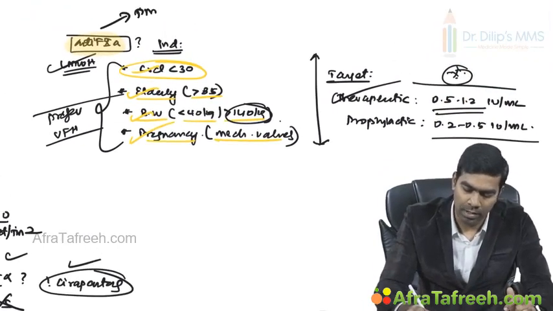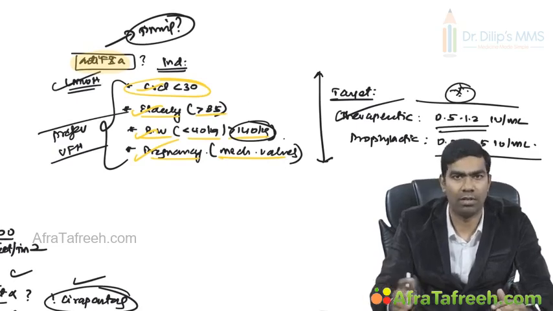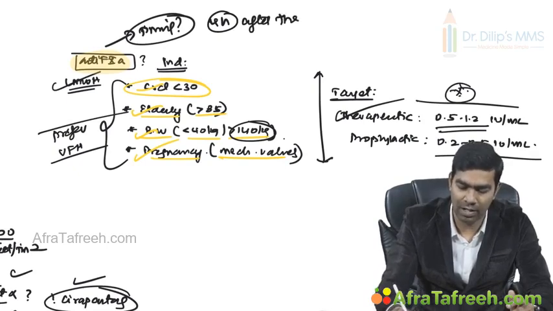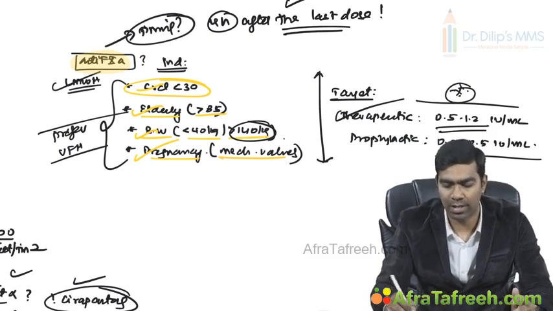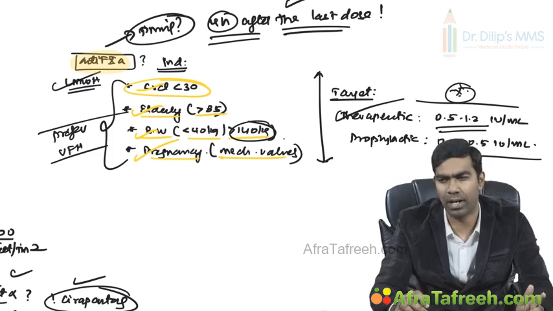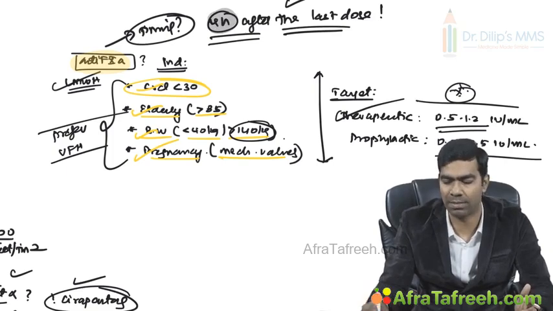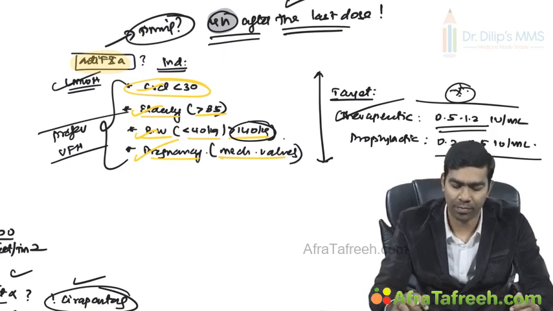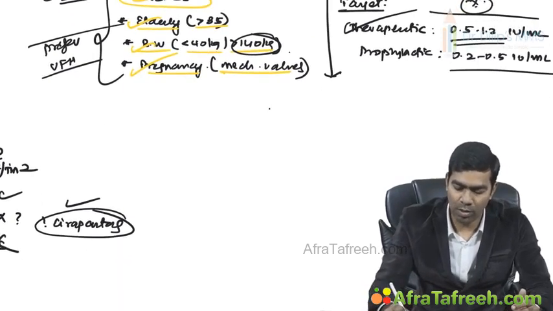And what is the timing to measure these anti-factor 10A levels after you have given the low molecular weight heparin? It is 4 hours after the most recent dose, the last dose. That is the time when you have to measure the anti-factor 10A. Because we are doing this very regularly, that is the reason it's very important to know. It is not an update. It's been there for almost the last 1 decade, anti-factor 10A measurement, but still, since it's not been asked in exams, I'm concentrating a little bit more. So 4 hours after the last dose of low molecular weight heparin, you can measure the anti-10A activity.